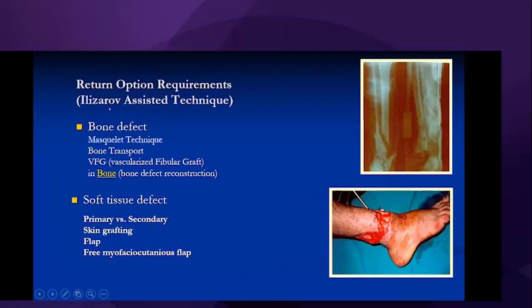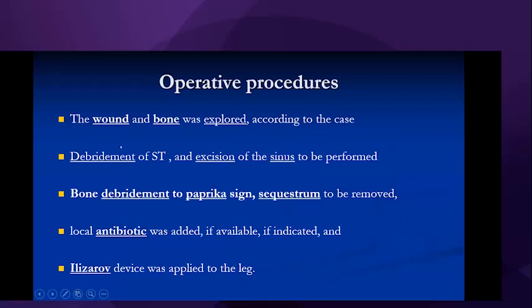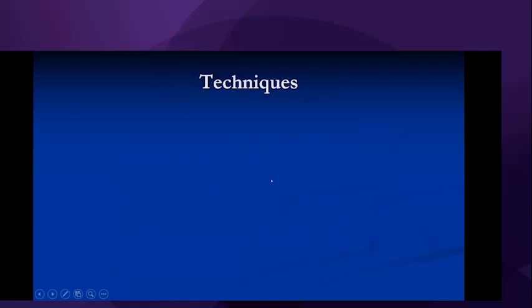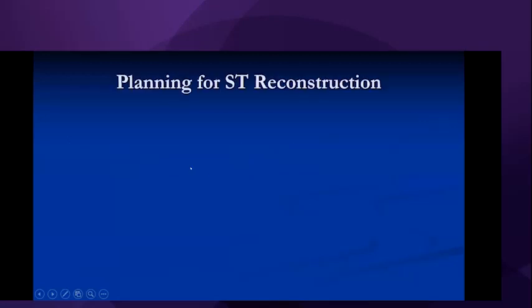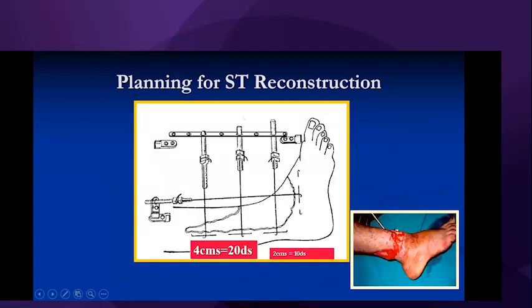In these cases, we look for the Elizarov assisted technique as the only solution in our hands, and we are obliged to work as an orthopedic surgeon and a plastic surgeon at the same time. So the operative procedures used are debridement, sequestrectomy, antibiotics, and application of the Elizarov, using the versatility of the external fixator in these instances, and planning first for the soft tissue reconstruction. We apply a diagram and found that it is 4 centimeters on one side and another 2 centimeters on the other hand. So we plan for doing this.